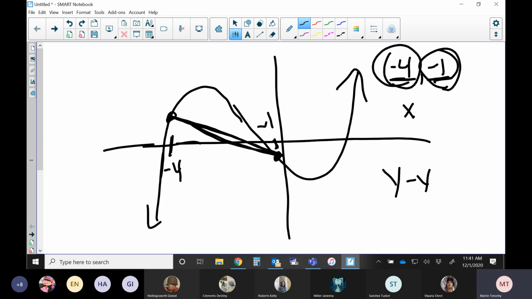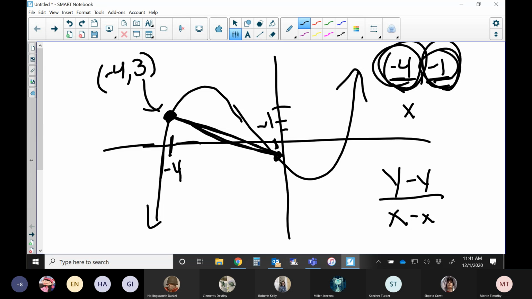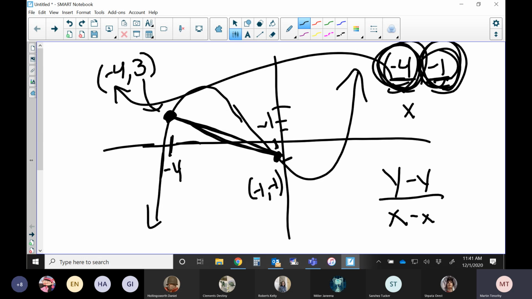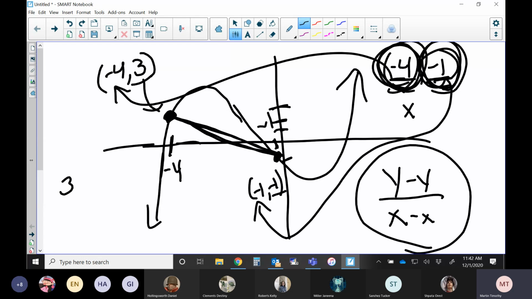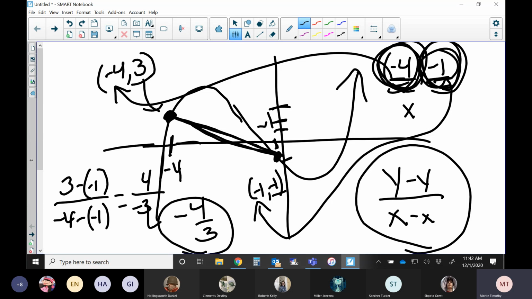The problem with rate of change is I need y minus y over x minus x, and I only have x values. So I have to go back to my graph and look at it and ask, what is this ordered pair? When I look at it, it looks like it's -4, 3. And when I look at this one, we'll call this -1, -1. So this over here is not an ordered pair. It's the x of the first point I'm going to use, and the x of the second point I'm going to use. I actually have to use the graph to find the y. Then I do my y minus y over x minus x. So this would turn into 3 minus a -1 over -4 minus a -1, which would turn into 4 over -3. So -4/3 would be my average rate of change between these two points.